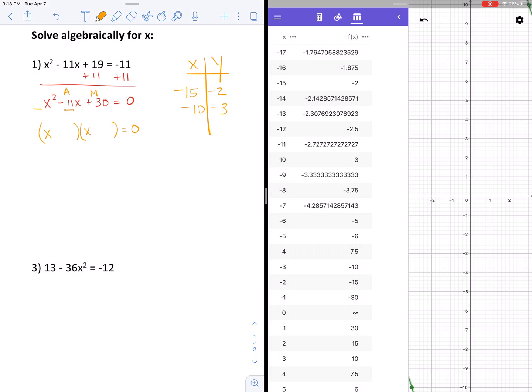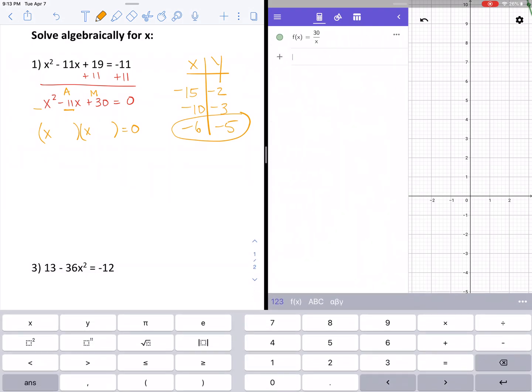Negative 10 and negative 3 multiply to positive 30, but don't add to negative 11. Keep scrolling down. I see negative 6 and negative 5. Multiplies to positive 30 and adds to negative 11. Check. Everything in that table is going to multiply to 30, but does negative 6 plus negative 5 add to negative 11?